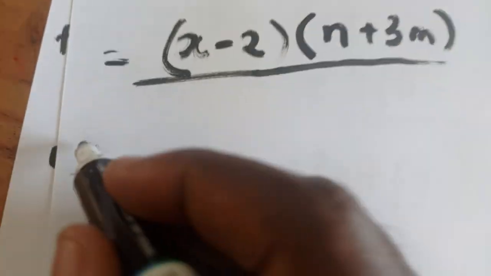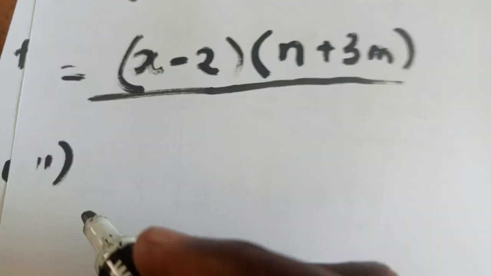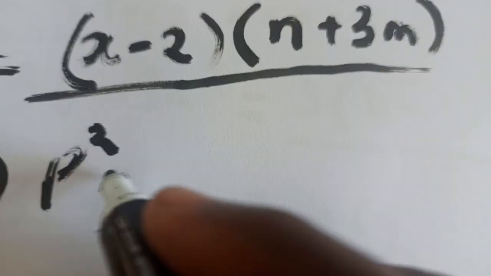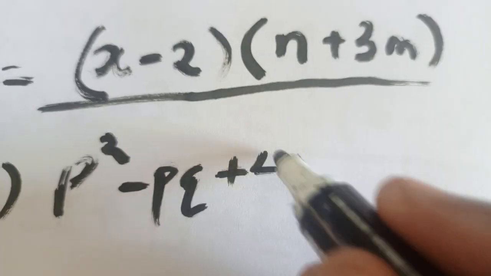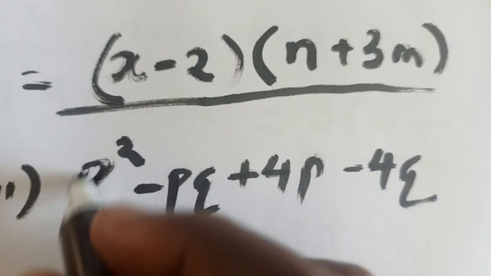Let's look at another example where we don't have common terms, and we do not have like terms, and we are asked to factorize. So for instance, you are given p squared minus pq plus 4p minus 4q. You are asked to factorize.